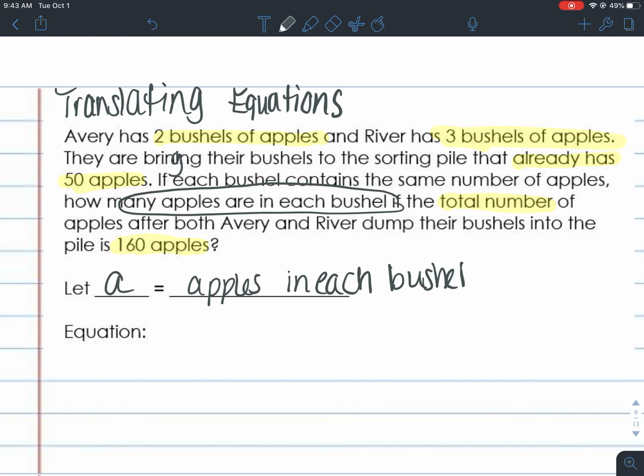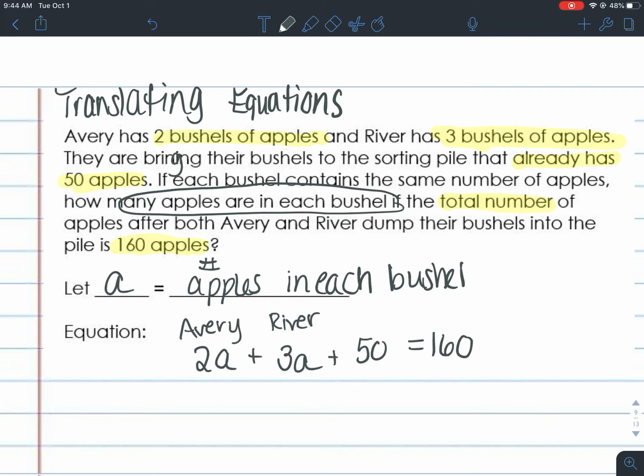The number of apples in each bushel, maybe that's better and clearer. Your total is always going to go on the side by itself. So the total number in the pile is 160. And then we have Avery, who has 2 bushels of apples, and River, who has 3. We're going to represent that with 2 times the variable and then 3 times the variable. And then the other number, which is that there's already 50 apples on the table. So once I add all of those things up, I'm going to get 160 total apples.